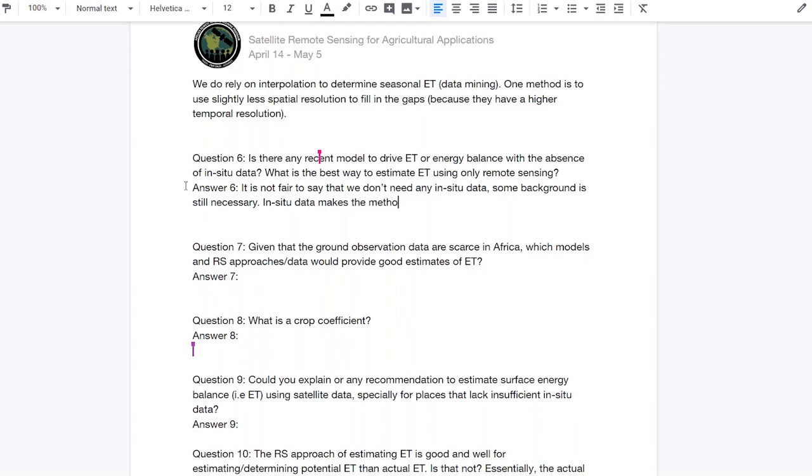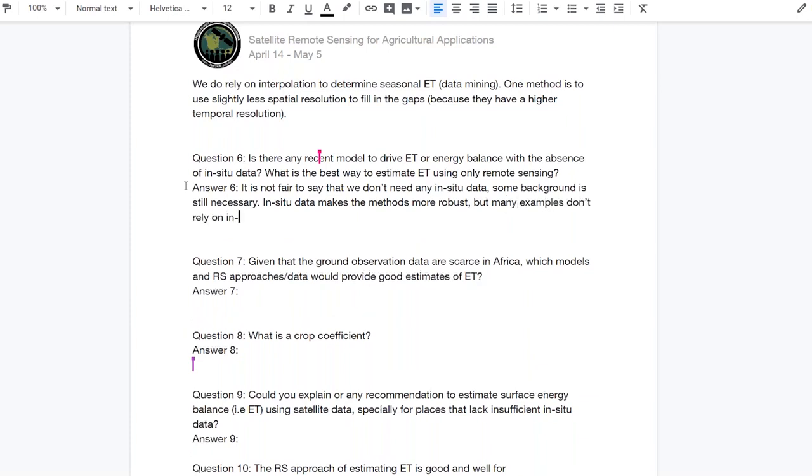For what is the best way to only use remote sensing, I think what we're finding is we have a number of methods from an energy balance standpoint and a crop coefficient standpoint and other methods that all have their strengths and weaknesses, and no one single model has been shown to be what would be considered the best way to do it over different regional areas or different ecosystems.